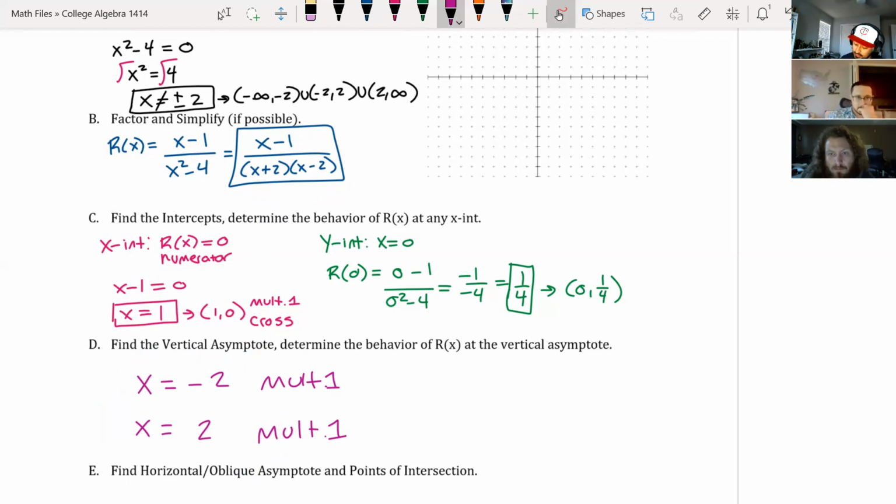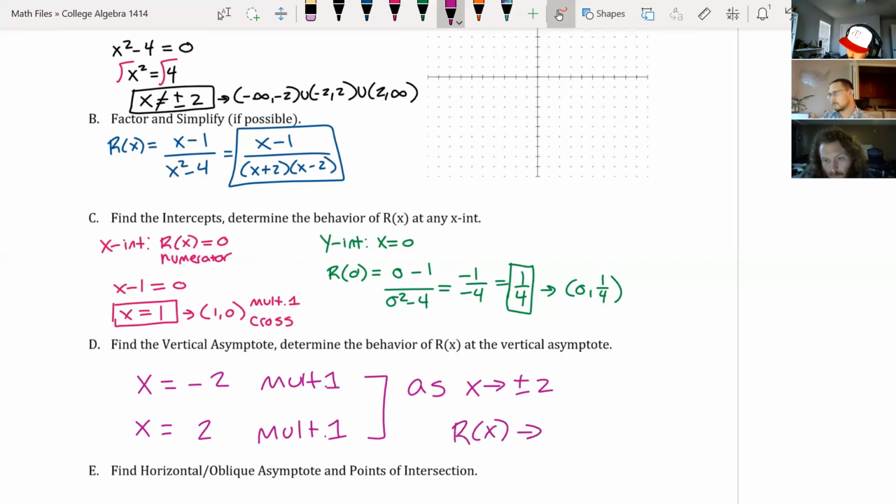So what we're going to say is that as x approaches positive or -2, so as x approaches our vertical asymptotes, r of x will approach either positive or negative infinity. Because since these asymptotes have an odd multiplicity, as we approach the vertical asymptote, one tail of the function is going to go to infinity, and another tail is going to go to negative infinity. So we learned that last time.